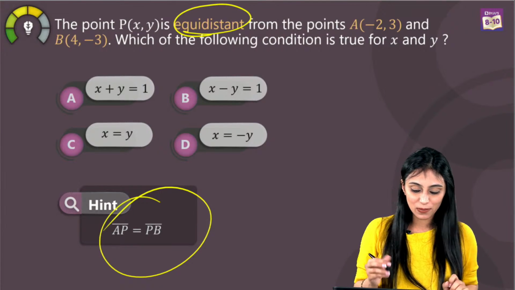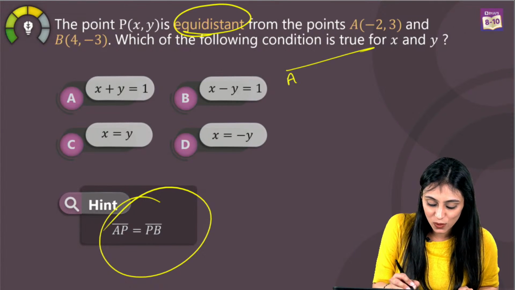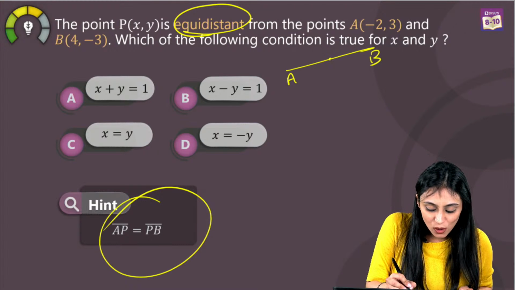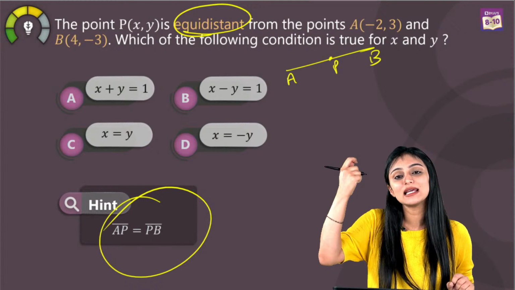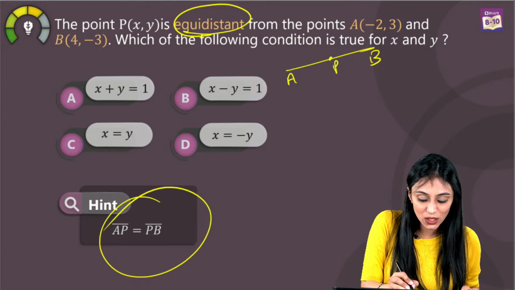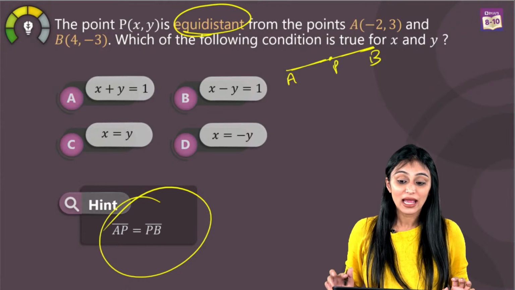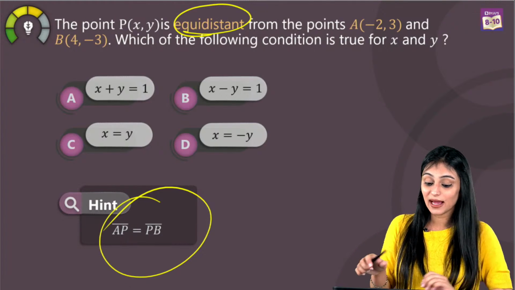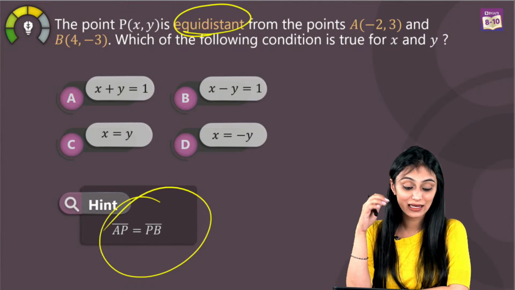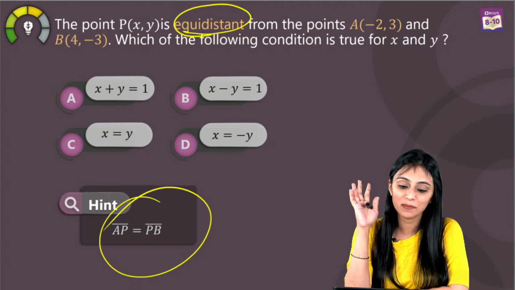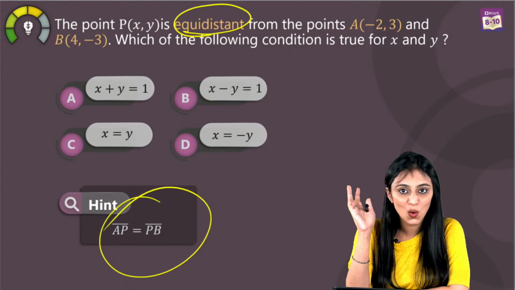The midpoint formula can only be applied when they are on a straight line. Let's suppose we have A and B over here. P is also lying on this line, and then it is given in the question that P is equidistant from A and B. Then only you can apply the midpoint formula. Is it mentioned in the question that this point P is lying on this line segment AB? Is it mentioned anywhere? No.